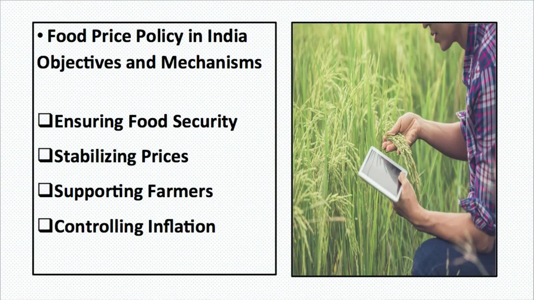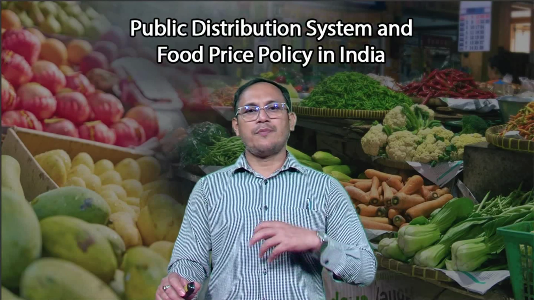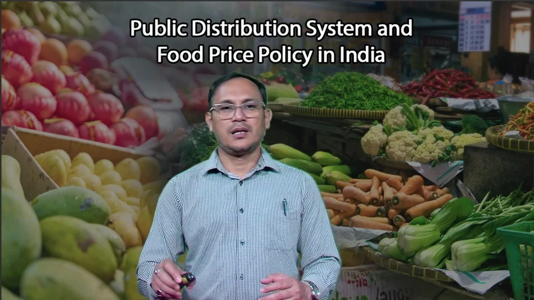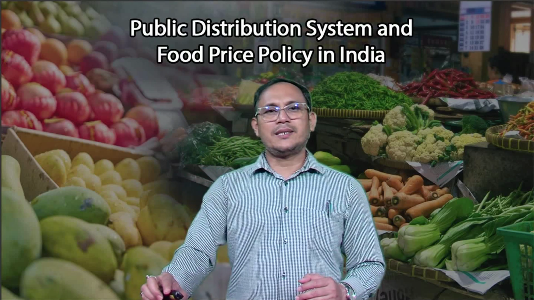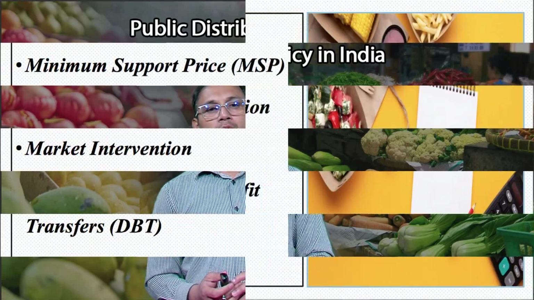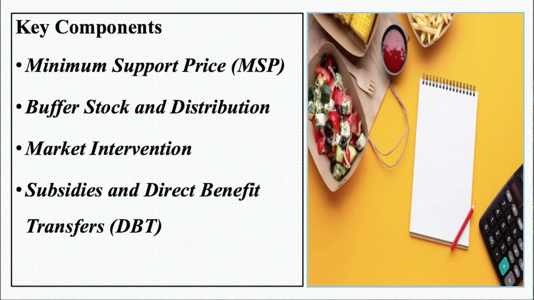Another important objective of food price policy is controlling inflation. That is, I have already explained, by managing the supply of essential commodities or by improving the supply chain. Now, what are the basic components of food price policy in India? One of the important components is the minimum support price.